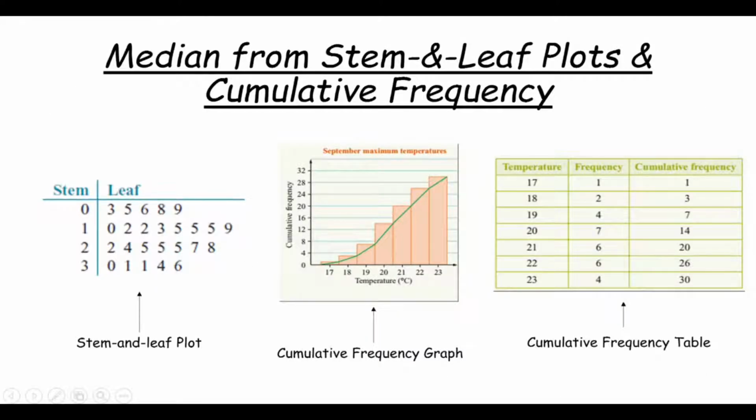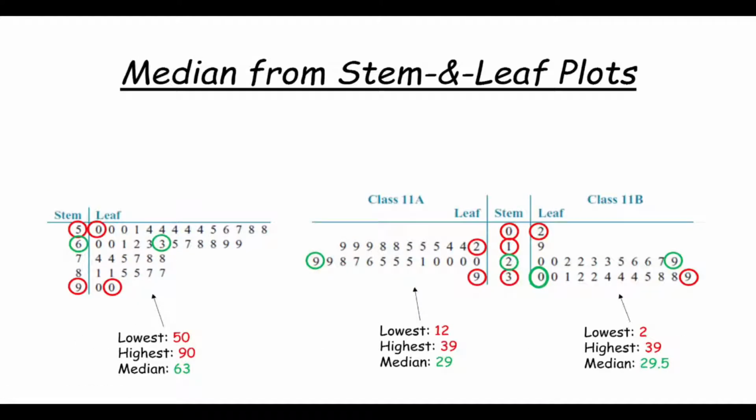In the next few slides, we focus on the median in stem and leaf plots and cumulative frequency graphs and tables. Stem and leaf plots may be confusing to read, so let's explain them. In the stem column are the 10 units such as 10, 20, 30 and so on, and in the leaf column are the 1 units such as 1, 2, 3 and so on.